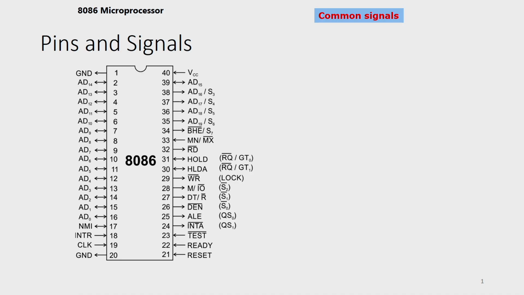So, last class we discussed the 8086 architecture. Now we will discuss the different pins and their functions. Of course, we have already discussed most of the functions while discussing the architecture and the microprocessor operations. So, coming to the 8086, it is a 40 pin IC available in dual inline package.